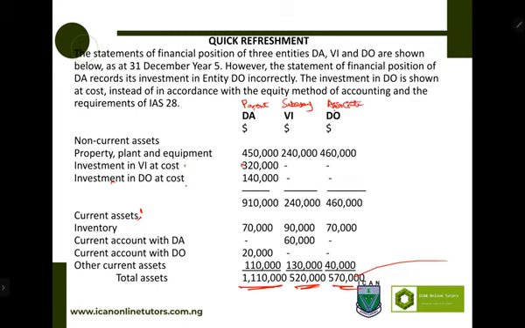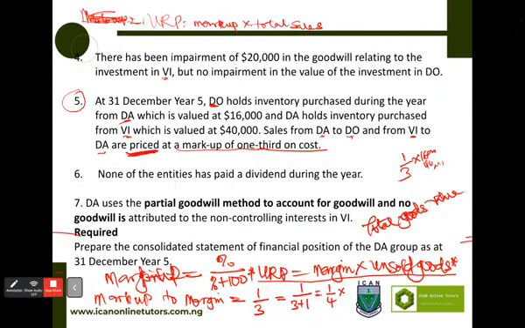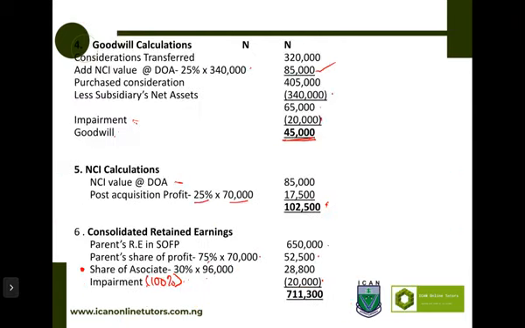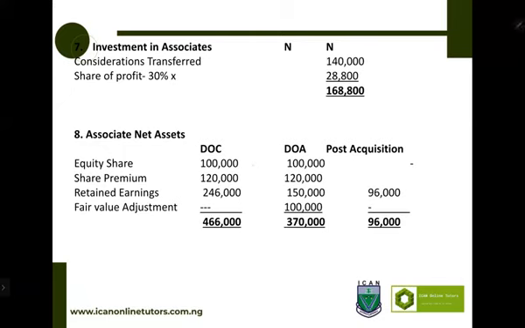Okay. For the associate, investment in associate is 140,000. You will have investment in associate 140,000 naira. Then share of post-acquisition profit. Because I don't know share of post-acquisition profit yet, I say I have 30% times, then I hold on to prepare associate net assets. For the associate net asset, it's just the same thing like subsidiary's net asset.